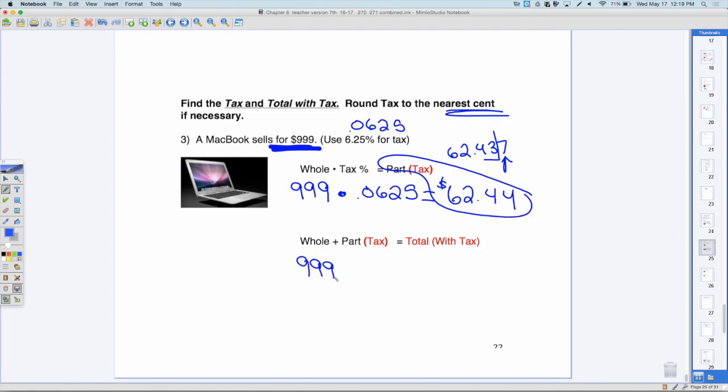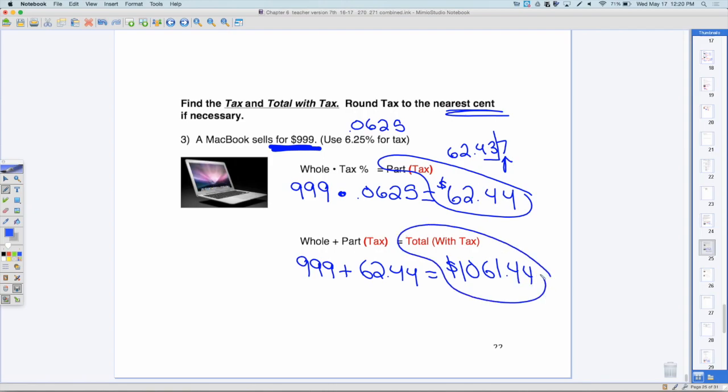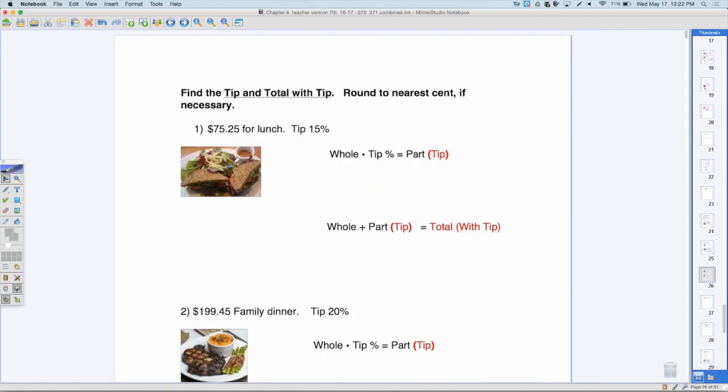Now we take our whole and we add $62.44 to the whole amount. This is the extra money you have to pay. So that MacBook is really $1,061.44.